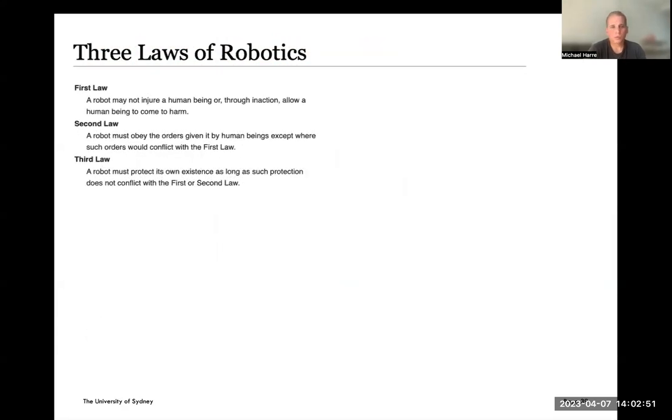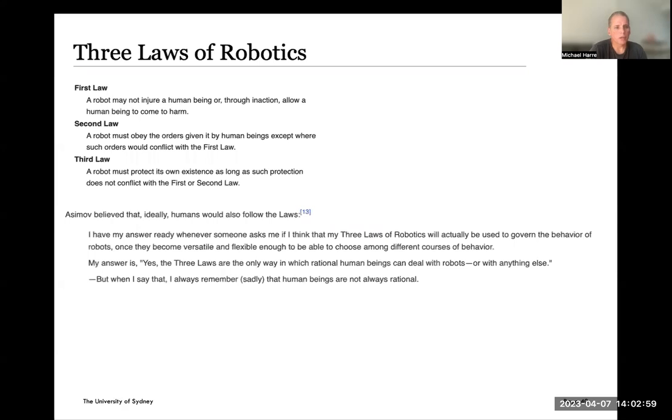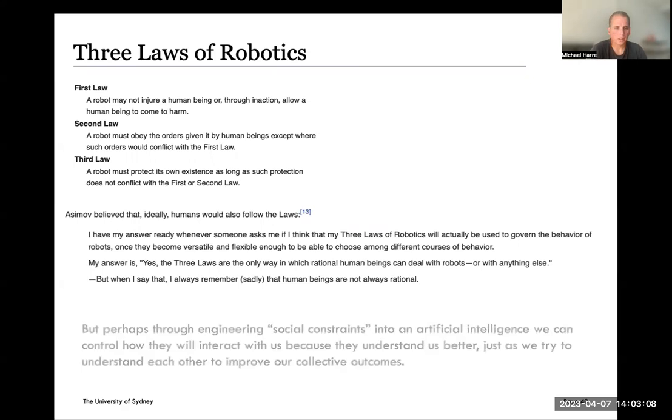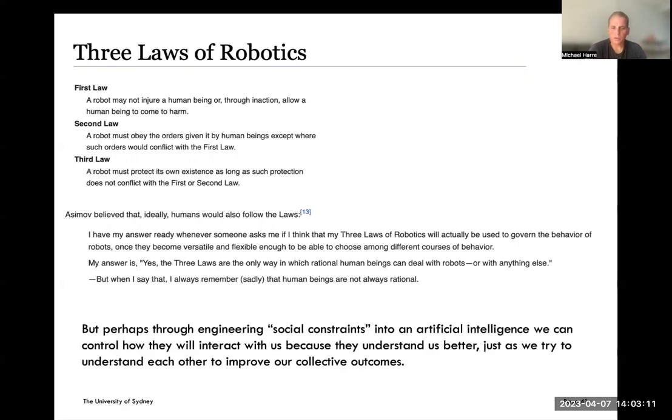And of course, there were the three laws of robotics first introduced in science fiction by Isaac Asimov. And of course, this is how he believed that we should interact with other agents in a rational way. But perhaps the way in which we should approach it is by engineering social constraints into artificial intelligence. How do they interact with us socially? What structural roles do they play in our social interactions to find better outcomes for humanity? And how does that actually look in practice?